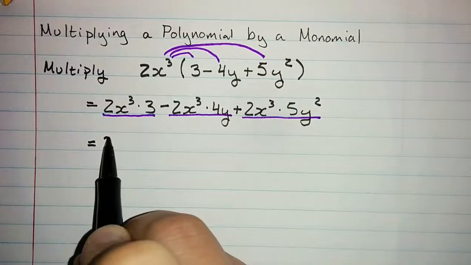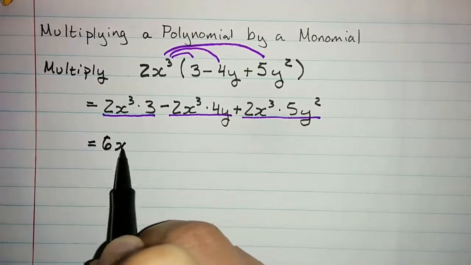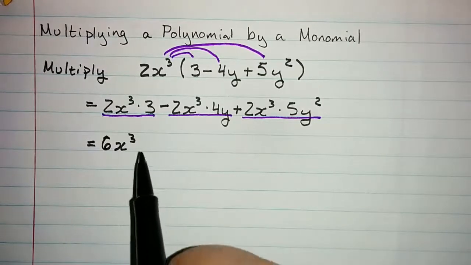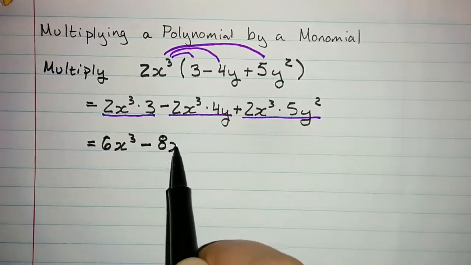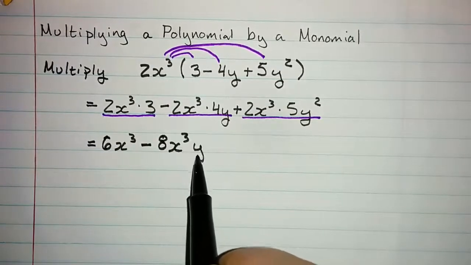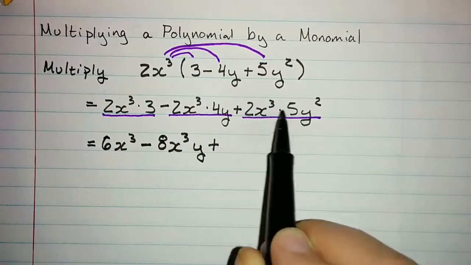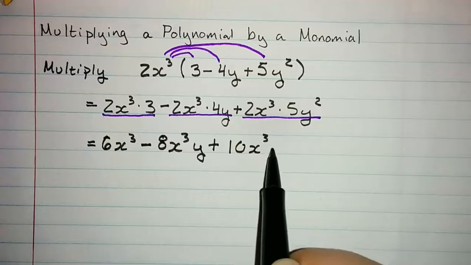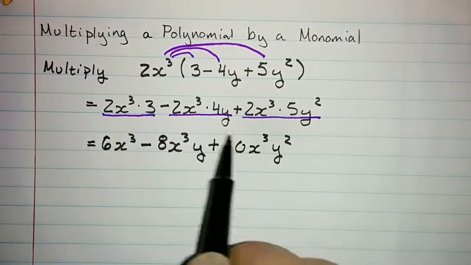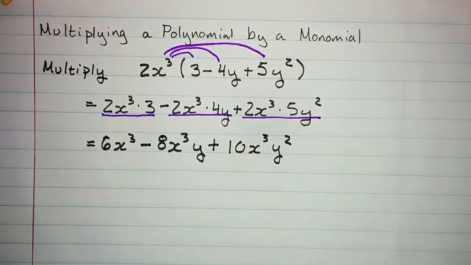2 times 3 is 6x cubed, minus 2 times 4 is 8x cubed y, plus 2 times 5 is 10x cubed y squared. And all of the variables in our monomials were different, so we didn't need to worry about that part.